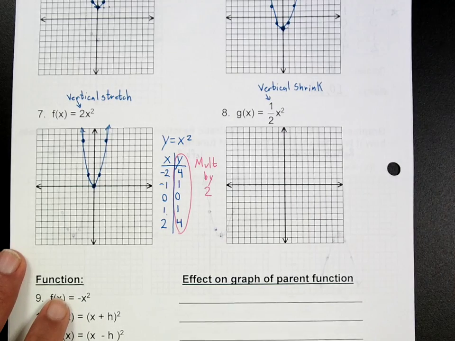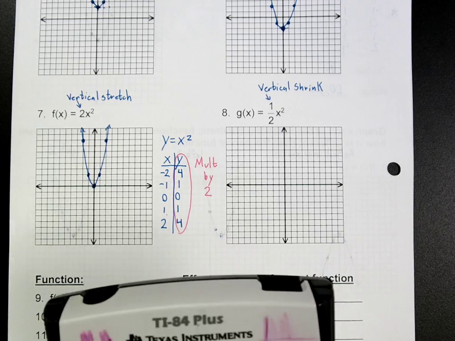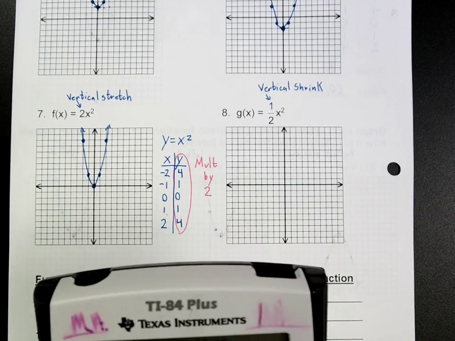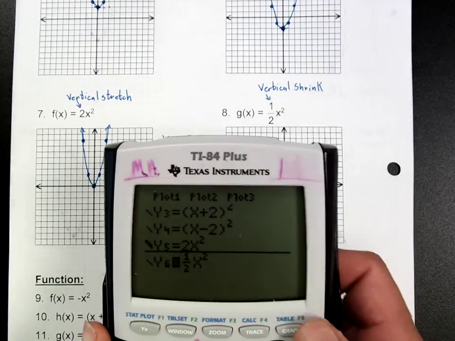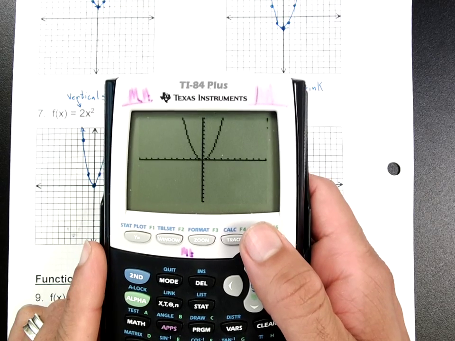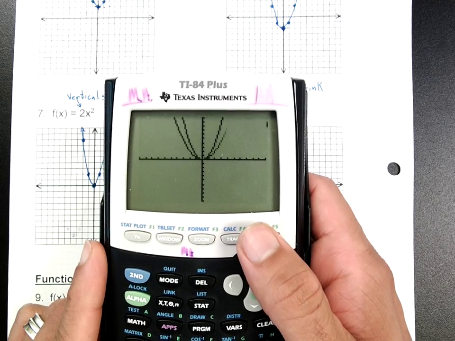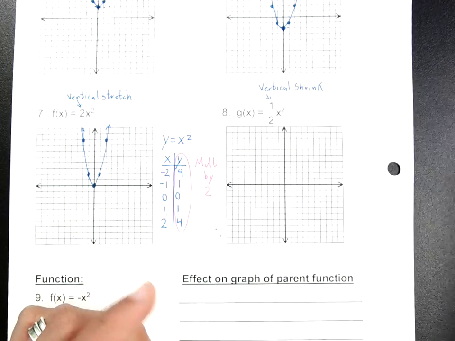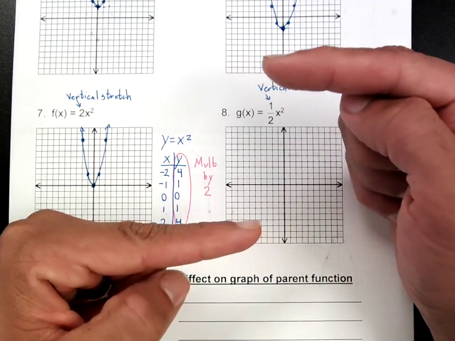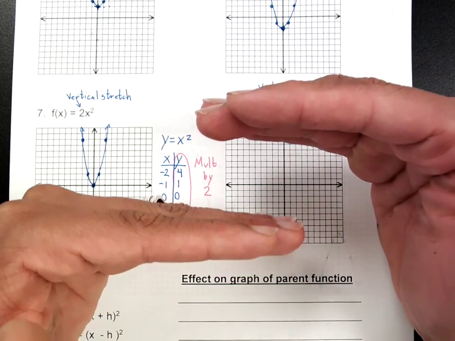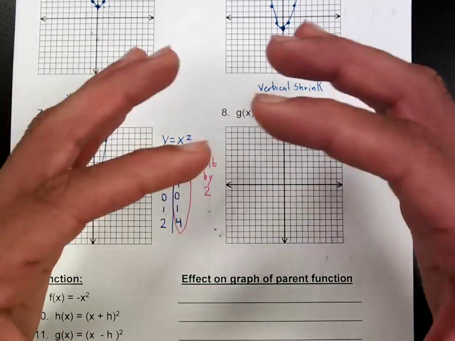Okay, so it's called a vertical shrink, and let me just show you here. I wish I had a color calculator, but the first graph right there is the original function, and the next one is the 1/2 x squared. So notice how it got wider, right? It's the same idea. If I grab something and I squeeze it, if I shrink it like this, it's going to get wider. So that's the idea behind it.